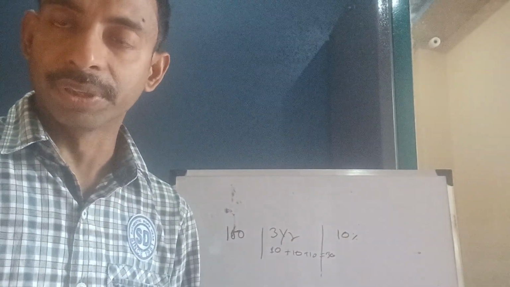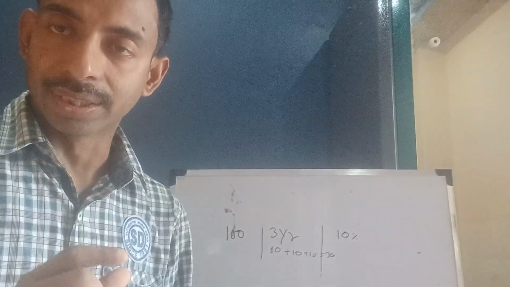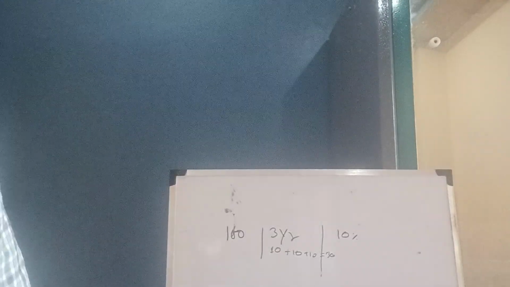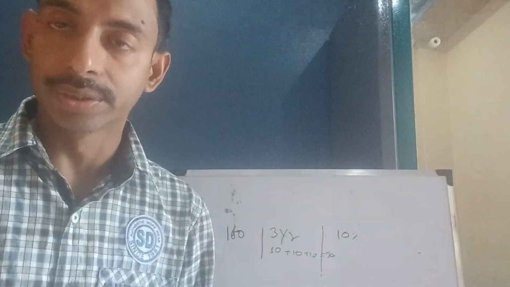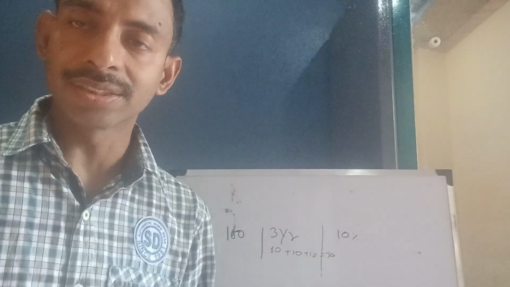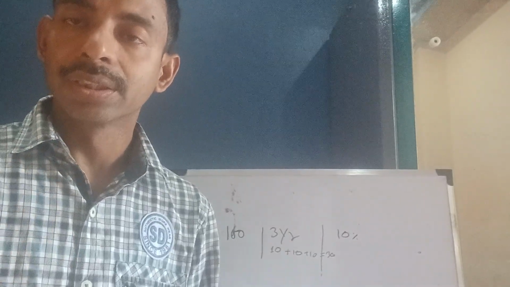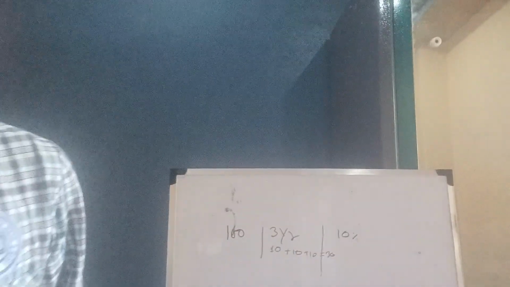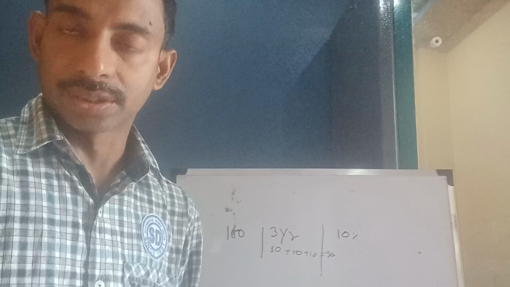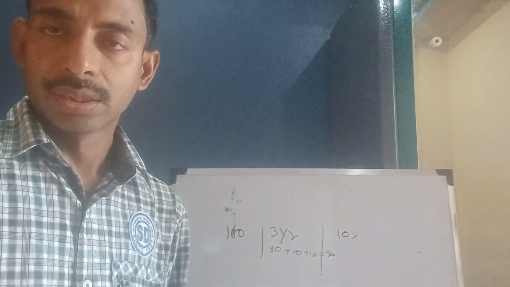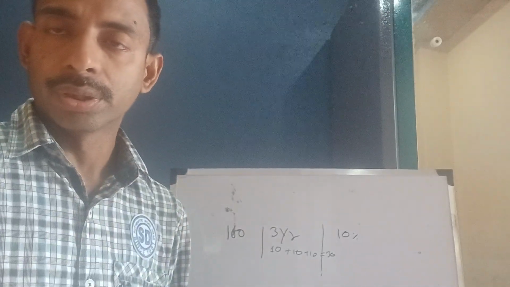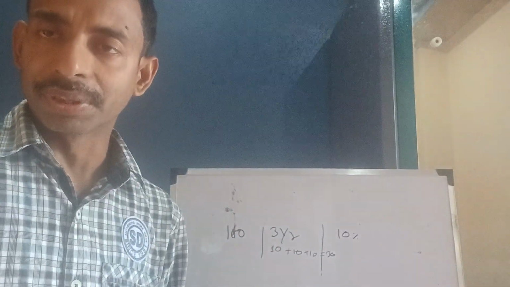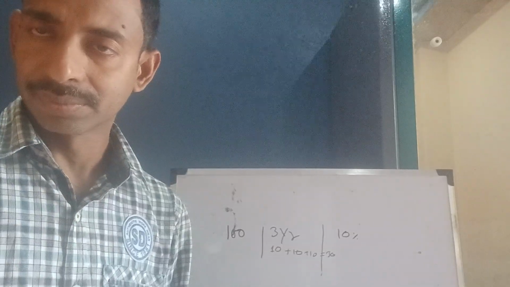Today, we will go through the topic on simple interest and compound interest. Simple interest is very simple to calculate, and compound interest is a little bit complex in comparison to simple interest. Now, what is simple interest and what is compound interest? In simple interest, throughout the time period, the principal remains the same, and in compound interest, the principal changes after adding the interest.